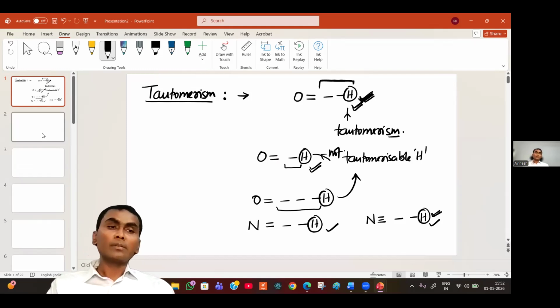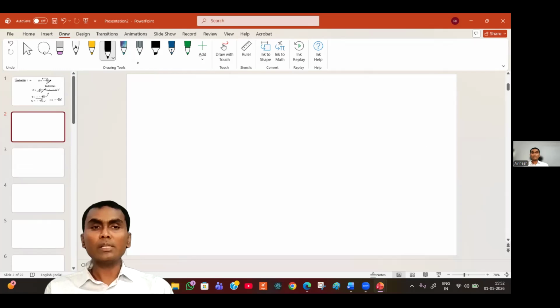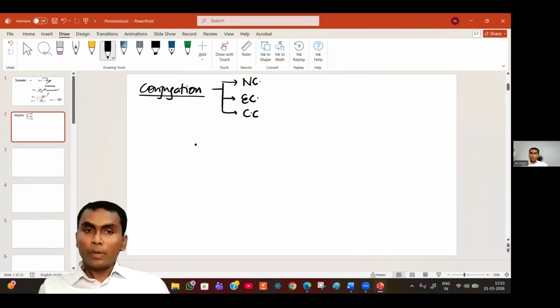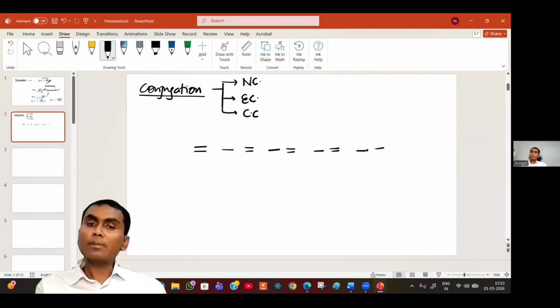We should also know conjugation. What is conjugation? Conjugation is also considered a condition for resonance. Conjugation is mainly of three types: normal conjugation, extended conjugation, and cross conjugation. We know that normal conjugation is double, single, double, and extended conjugation is single, double, single, double, single, double, like this.